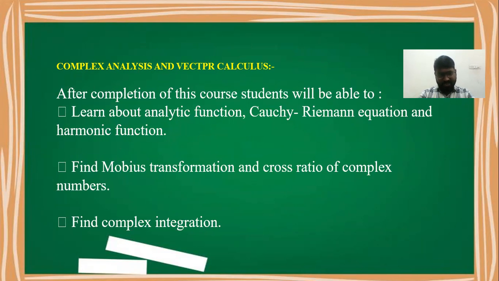In the next paper, which is complex analysis and vector calculus, after completion of this course, the student will be able to understand what is an analytic function, what is the Cauchy-Riemann equation, what is the use of the Cauchy-Riemann equation, also what is a harmonic function, and they are also able to find the Mobius transformation and cross ratio of complex numbers.